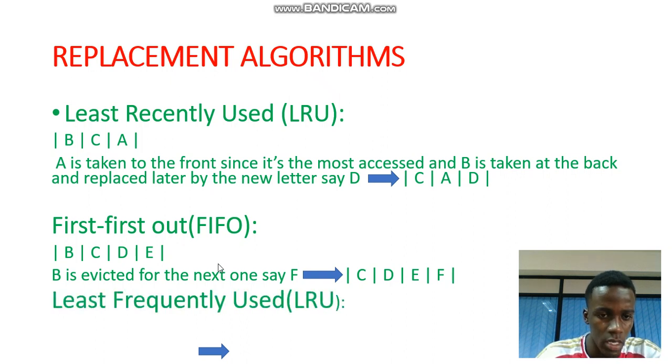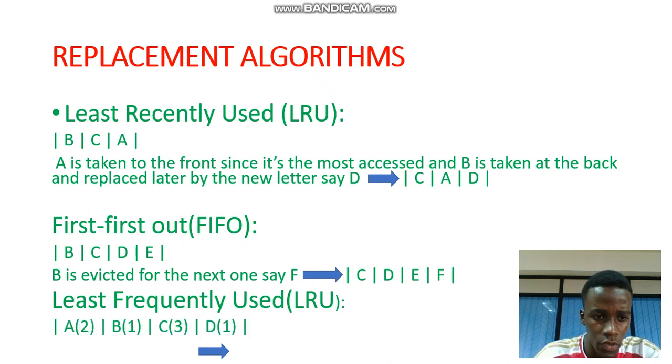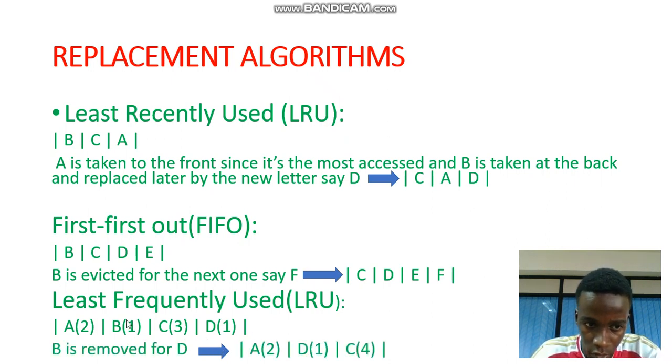Our third common replacement algorithm is least frequently used. For least frequently used, they consider counts: how many times a single block has been accessed. As we're seeing here, block A has been accessed 2 times, block B has been accessed 1 time, and block C has been accessed 3 times. Let's say we wanted to bring in a new block D. B will be removed, as you can see it has the least count. D is now in and B is out.